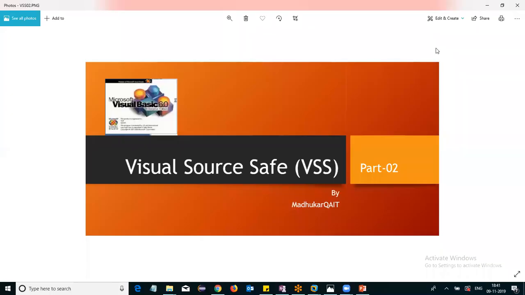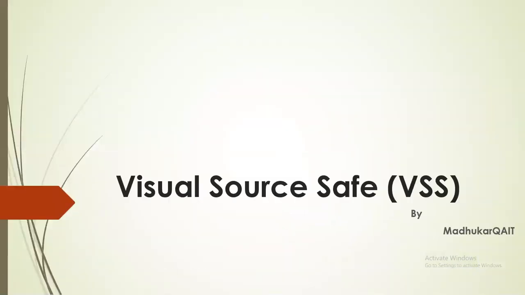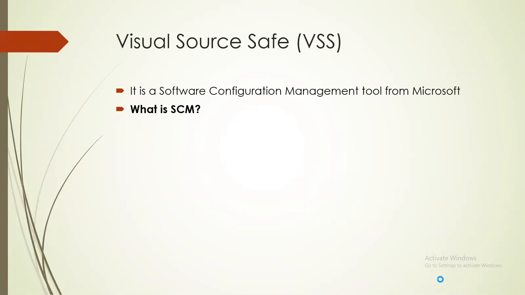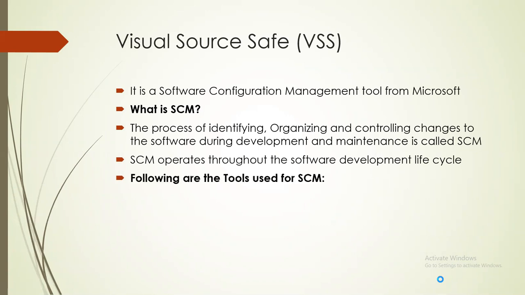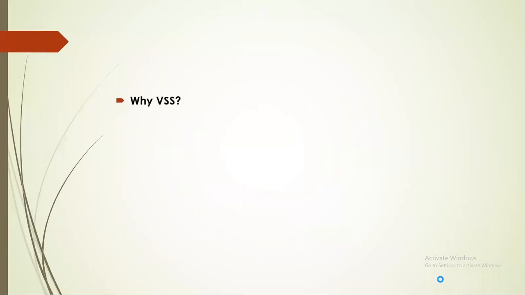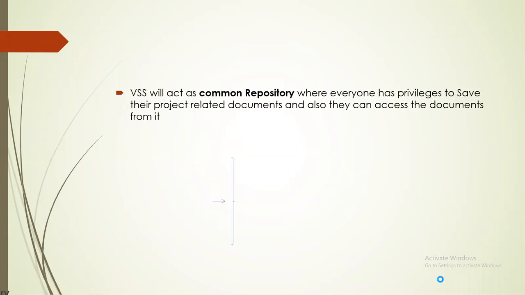Hi, good morning. Last session I explained the introduction to Visual SourceSafe. These are the concepts which I explained to you earlier. What is software configuration management? What are the other tools available for software configuration management? Then why we have to prefer VSS? What kind of activities we can do in VSS?